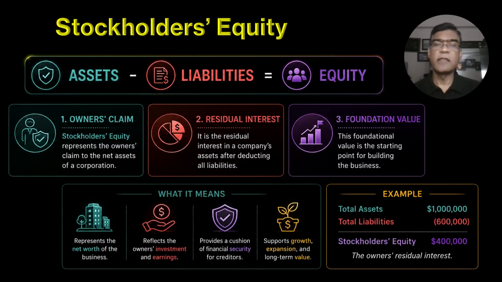It represents the company's net worth, reflects the owners' investment and accumulated earnings, and provides a cushion of financial security for creditors. In this example, if total assets are 1 million and liabilities are 600,000, the remaining 400,000 is the owners' equity. It is their stake in the company's value. So every time you see the equation assets minus liabilities equals equity, remember it is not just math. It is the story of ownership and value creation.